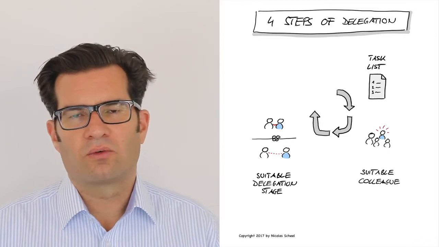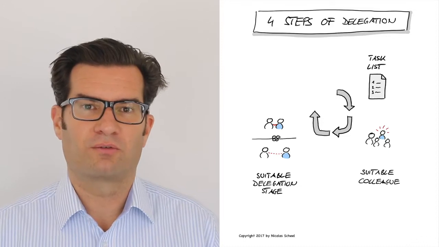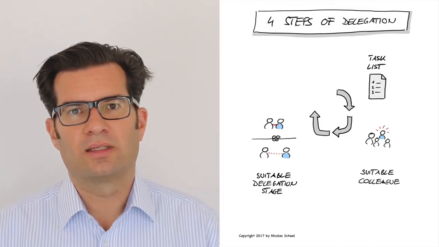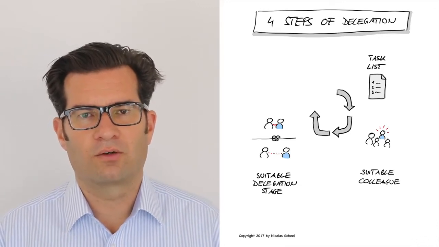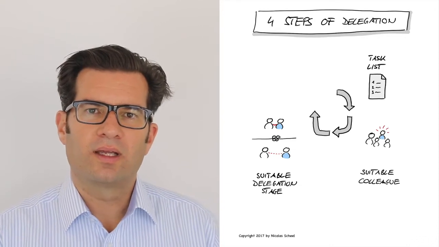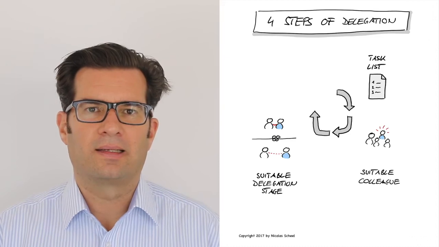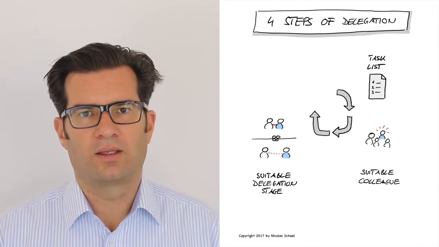And there are 2 rather simple methods of picking the right shade of gray. And they are called situational leadership and the delegation board. And I will go into detail of these methods later on, but you need to be aware that the third step is picking the right delegation stage for the task and the employee.